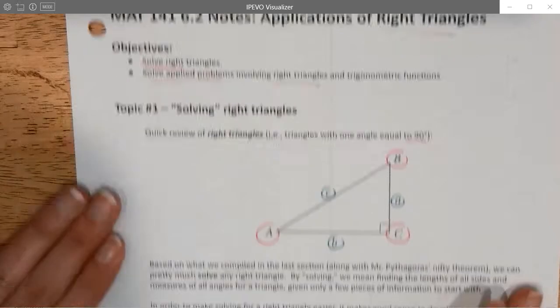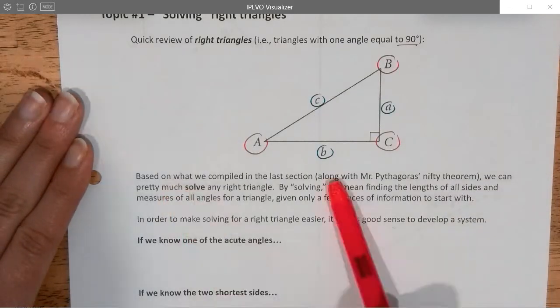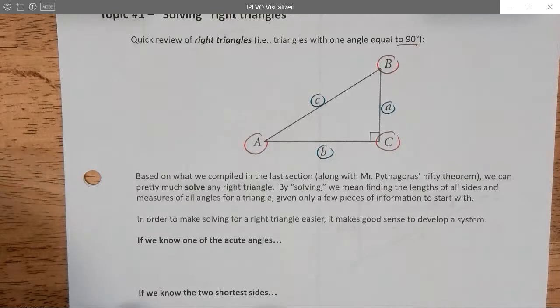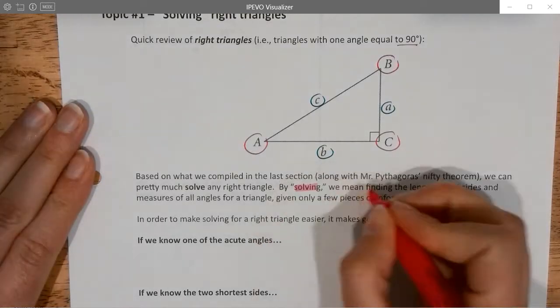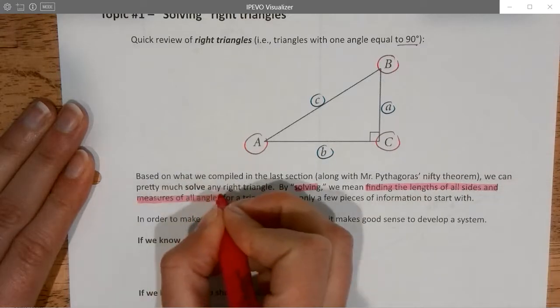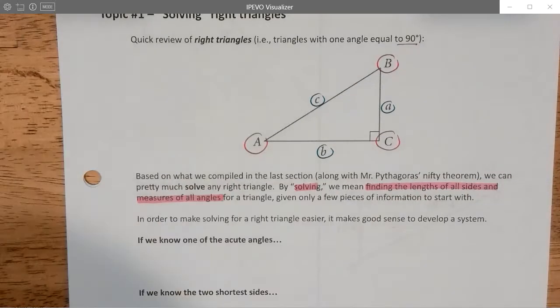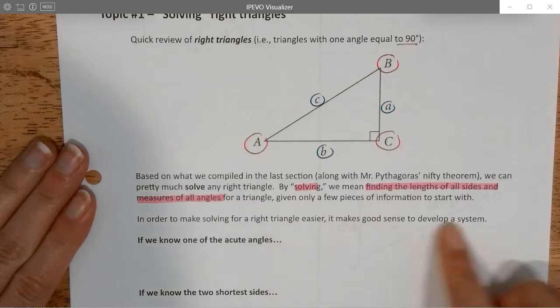Based on what we compiled in the last section, along with the Pythagorean Theorem, we can pretty much solve any right triangle. By solving, we mean finding the lengths of all the sides and the measures of all the angles, given only a few specific pieces of information to start with. In order to make solving right triangles easier, it makes sense to develop a good system.